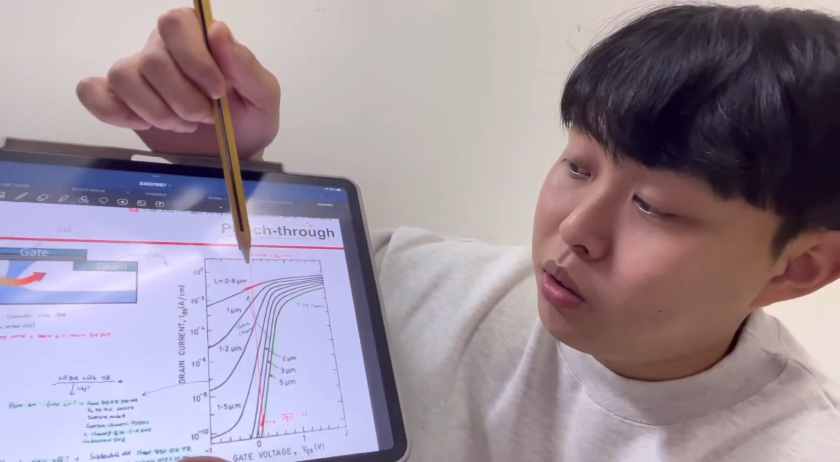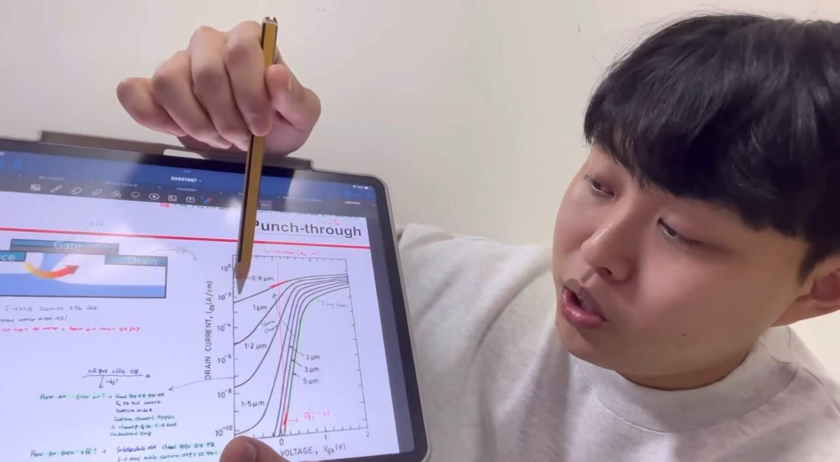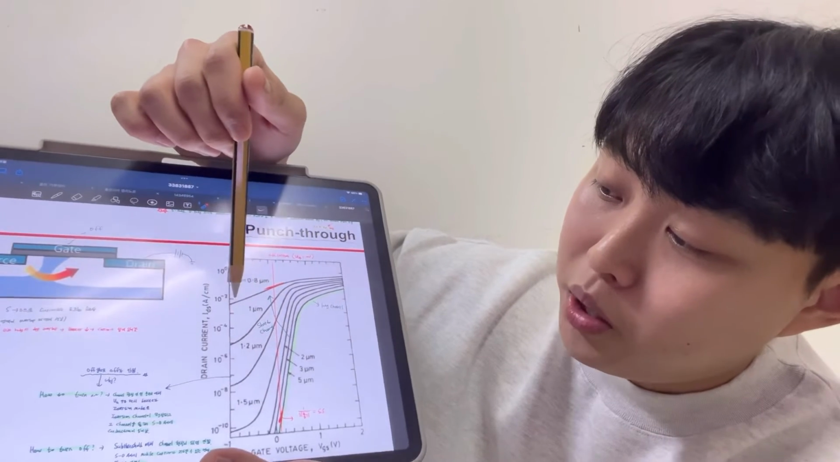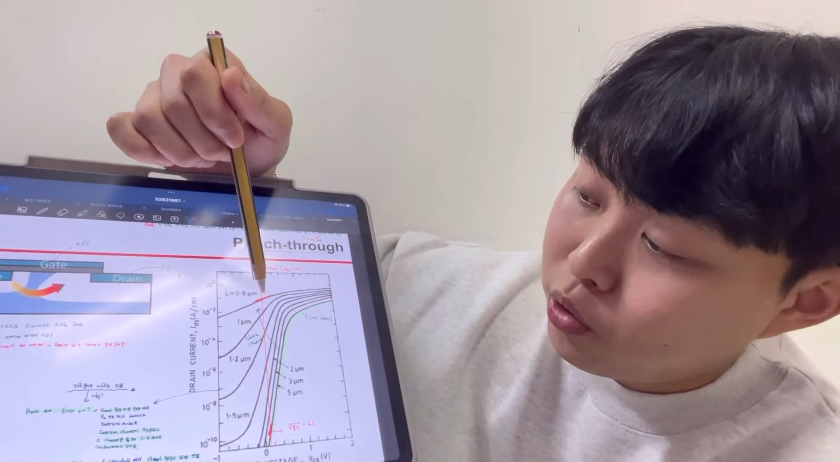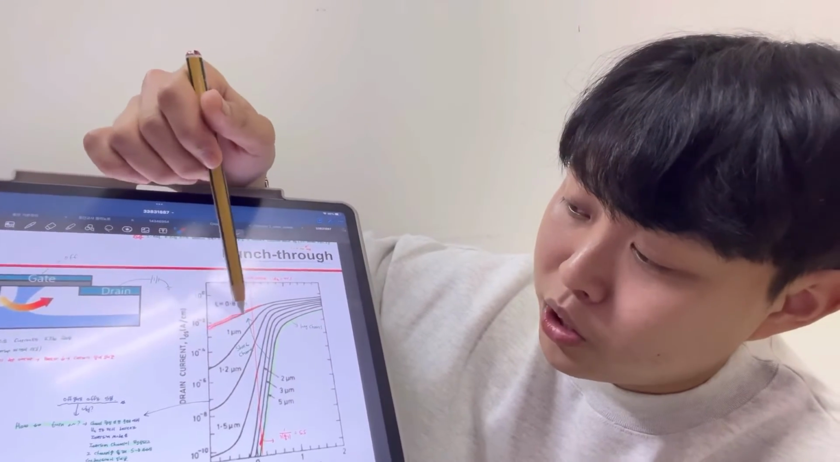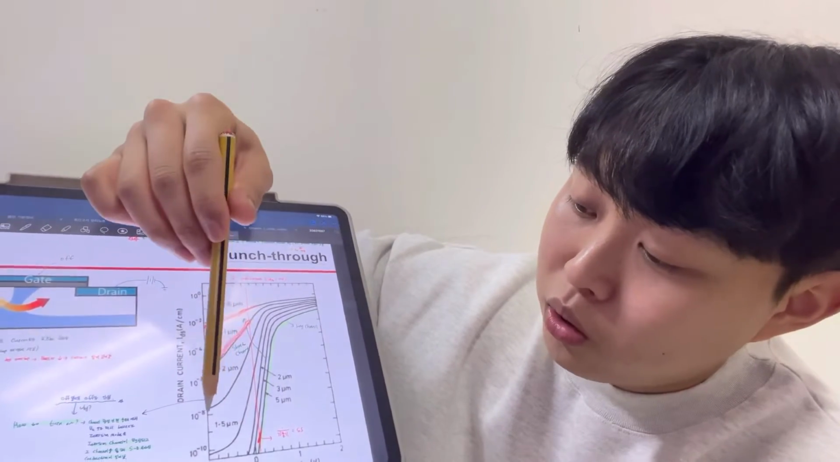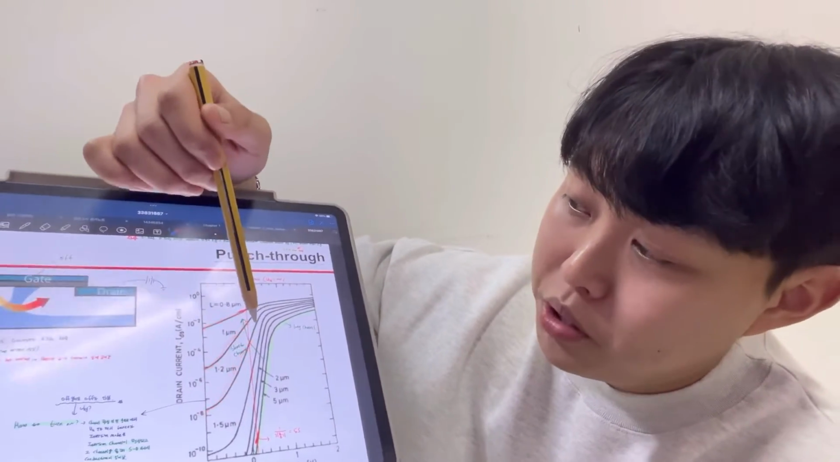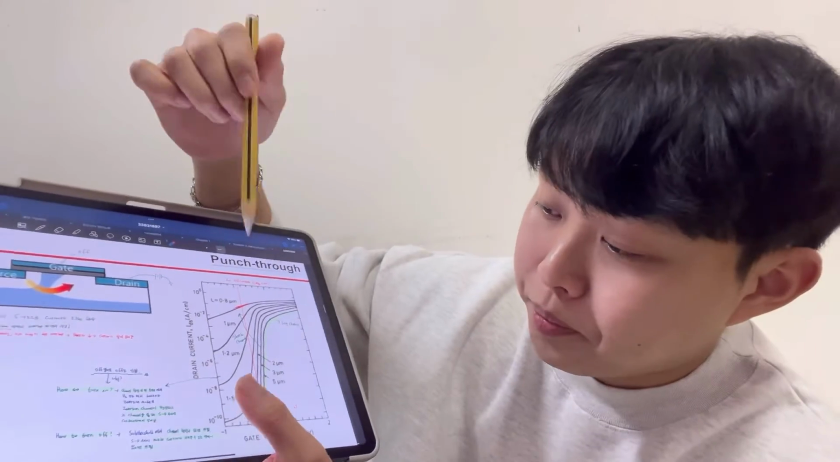We can know this by looking at the graph. As you can see here, under the threshold voltage, there are some leakage currents. So we can know, oh, this leakage current happened because of the punch through.